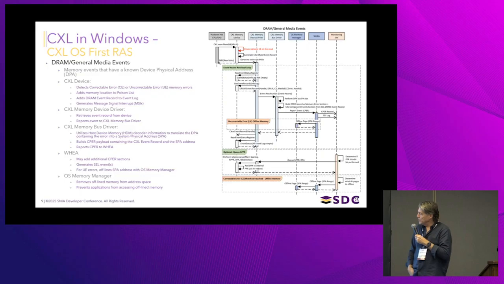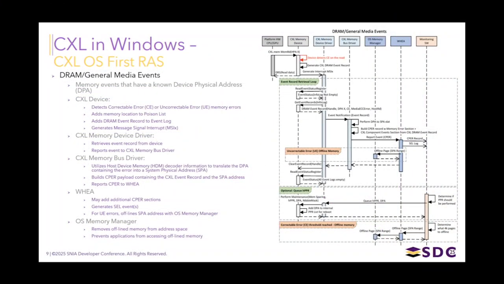What we're going to do is when the CXL memory device driver pulls in this DRAM event record, it's going to notify the memory bus driver that, hey, I got this memory error, and it's got a device physical address associated with it. The bus driver will perform the DPA to SPA translation because it understands the interleaving, it understands the memory map, and where this device plays in that memory map. And then the memory bus driver will build a CPER record with a memory error section and a CXL component event section. And I'll show this on the next slide.